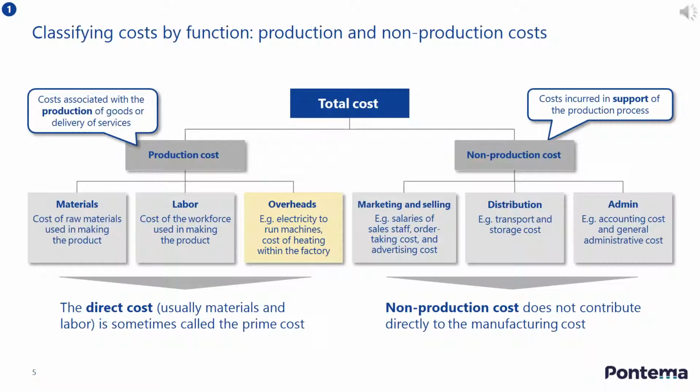When classifying by function, costs are separated into either production or non-production costs. Production costs are the direct costs associated with the production of goods or the delivery of a service, and are usually for materials and labor. The direct cost can also include overheads, such as factory rent, heating, and electricity, but only if they can be traced back to each product. Whether these overheads are included in the unit costs or not depends on the costing technique used, as you will see later in the lesson.